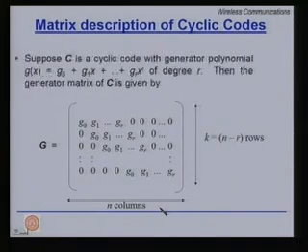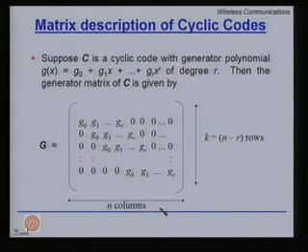Now, we also know that cyclic codes are a subclass of linear block codes. That means it is possible to represent them using matrices, a generator matrix and a parity check matrix. So, suppose you have your g(x) represented as g0 plus g1 x plus g2 x squared, and so forth till gr x^r, where r is the degree of g(x). Then the generator matrix can be represented as follows.